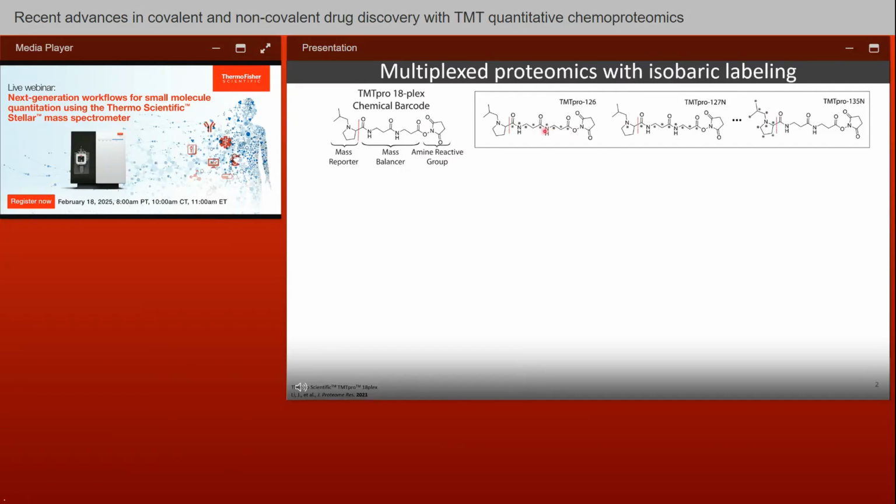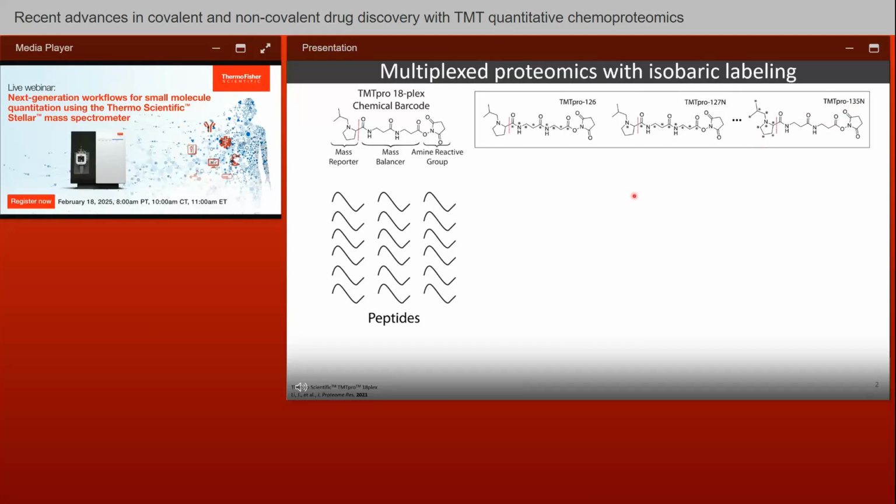However, by placing 9 extra neutrons at different places, you can actually create 18 different versions of this reagent. So for example, if you put all the 9 neutrons here, you have a reporter with mass 126. If you move 1 neutron over, you have a reporter with mass 127. You can keep doing this until you move all the neutrons to the other side of this line. Now you have a reporter with mass 135.